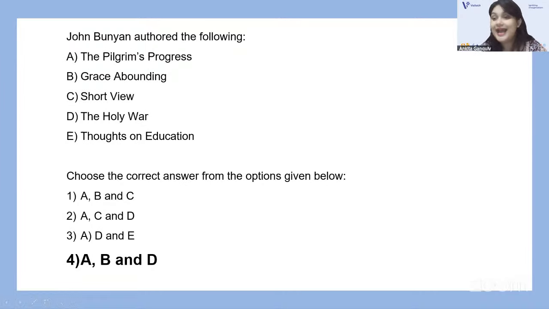The Pilgrim's Progress is a religious allegory by John Bunyan. Grace Abounding to the Chief of the Sinners is the spiritual autobiography of John Bunyan. And also very important is the Holy War. So A, B, D. All of these are works by John Bunyan. He was one of the most important writers from the Restoration period. Very good.